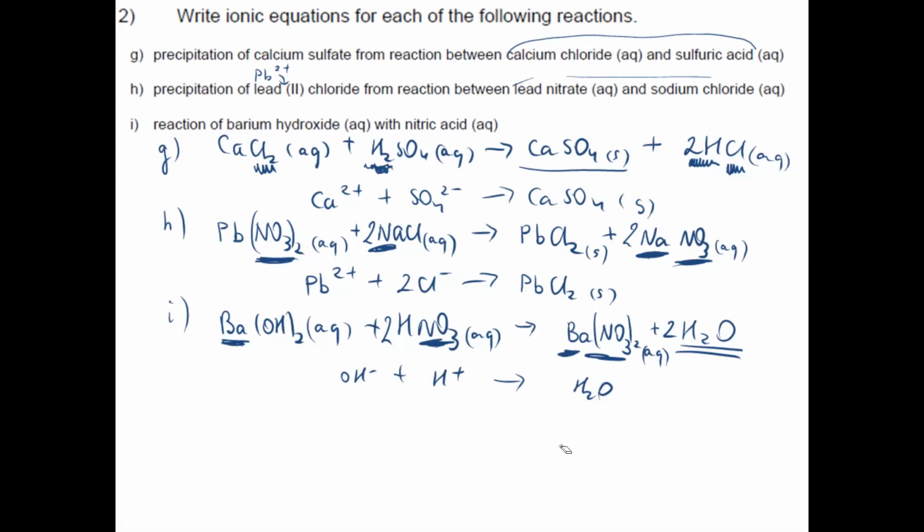Now, you could have done that last bit straight away after you saw that this is not precipitation. Once you know this is not precipitation, you can see, okay, it's a neutralization reaction because it's hydroxide plus acid. Neutralization reaction is OH minus plus H plus gives you water, but check if it's not precipitation, okay? Because if it's precipitation, it's not going to cancel out that simply.